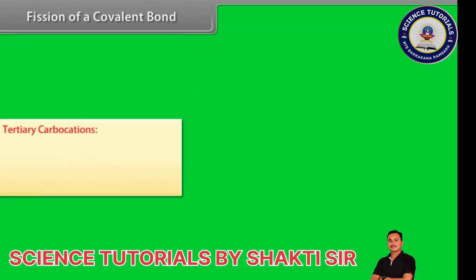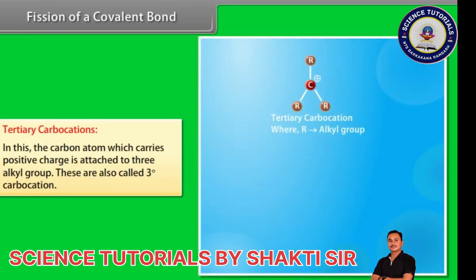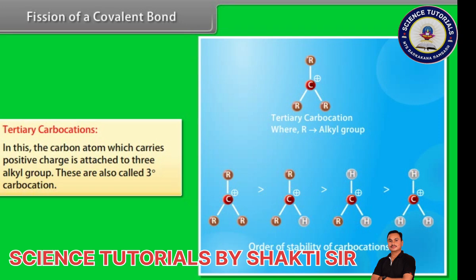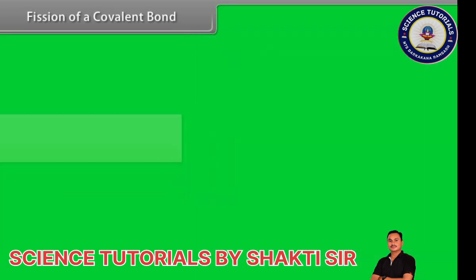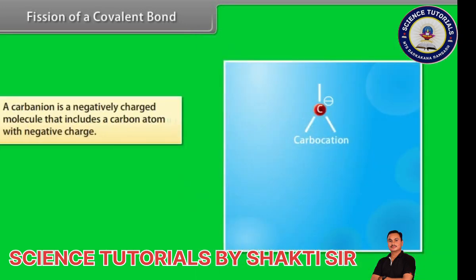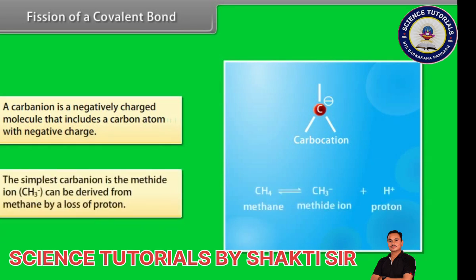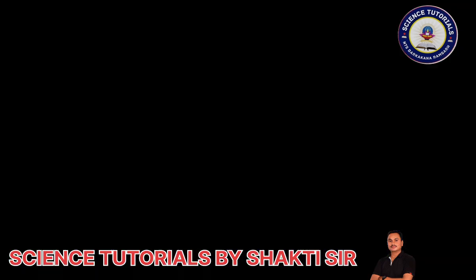Tertiary carbocations. In this, the carbon atom which carries positive charge is attached to three alkyl groups. These are also called 3-degree carbocation. Order of stability of carbocations is shown. A carbanion is a negatively charged molecule that has a carbon atom with negative charge. The simplest carbanion is the methide ion, which can be derived from methane by a loss of proton.